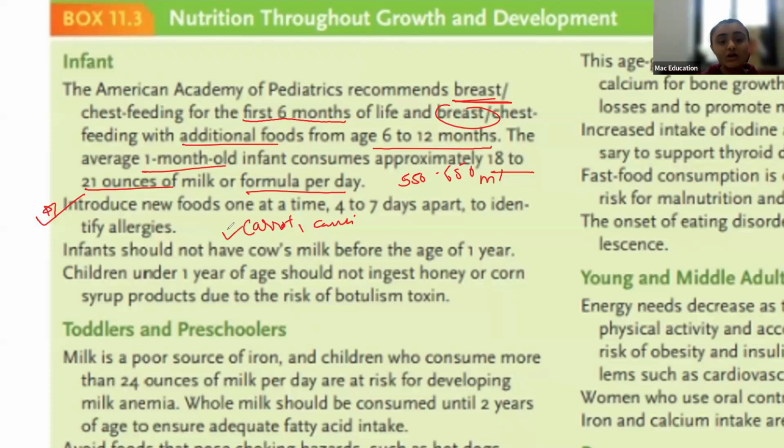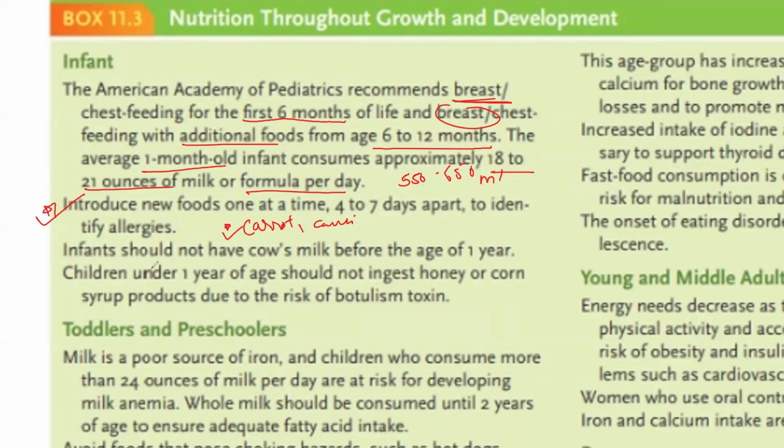For example, today I have introduced carrot, so for 4 to 7 days I will give only carrot and nothing else, to identify whether the child is allergic or not. Then after 4 to 7 days I will introduce some new food, and if there is an allergy then I will know it is not due to carrot, it is due to cauliflower. Got my point? Yes, ma'am.